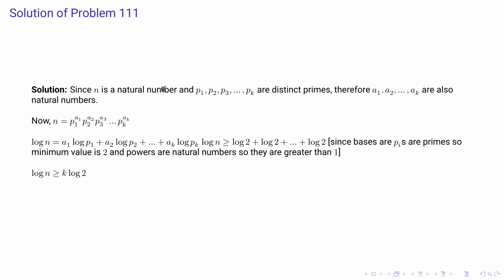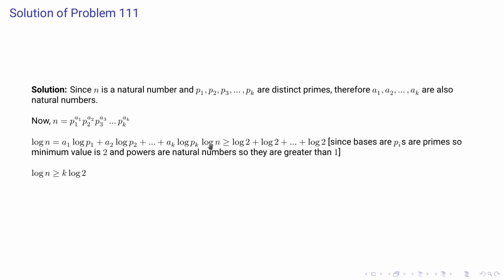So here n is a natural number and p1 to pk are primes. So n will be a natural number and these numbers will be primes only if a1 to ak are also natural numbers. The reason is if the powers of prime numbers are not natural numbers, then they will become rational and n will not remain a natural number. So now we are given n is equal to this much. So we take log of both sides. We get log of n is equal to a1 log p1 plus a2 log p2 plus ak log pk.